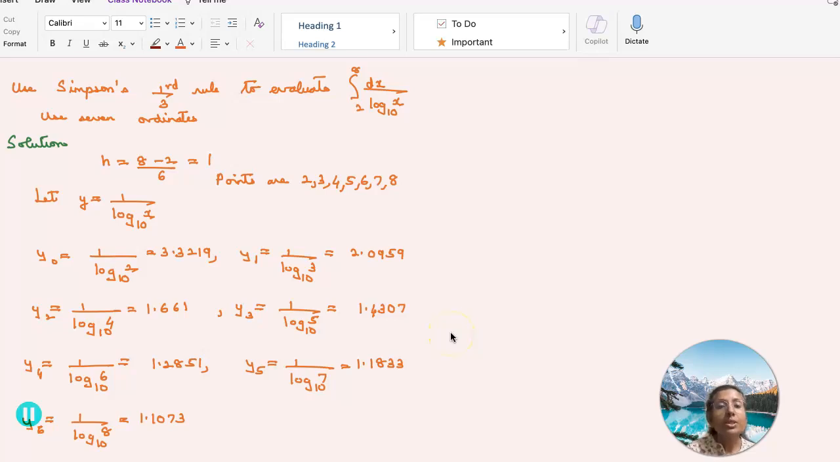So welcome to this session on numerical integration. We will continue with Simpson's 1/3 rule, 3/8 rule and Weddle's rule, and we'll start with problem solving.